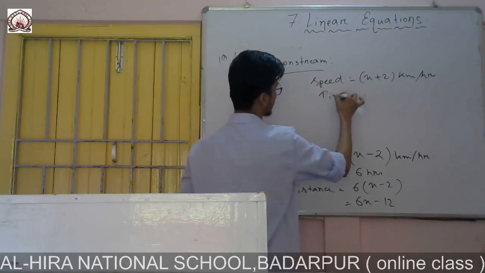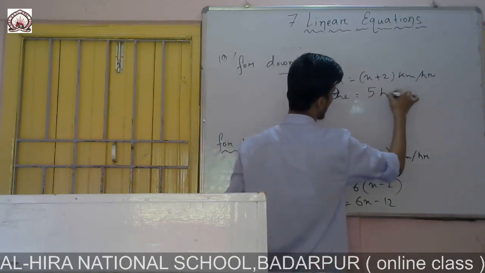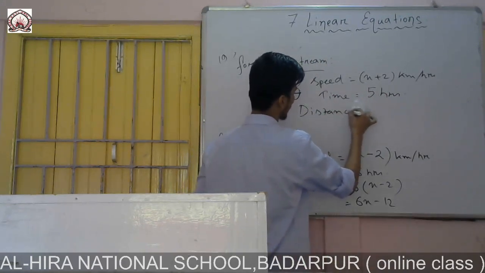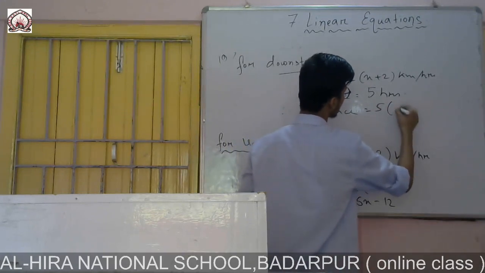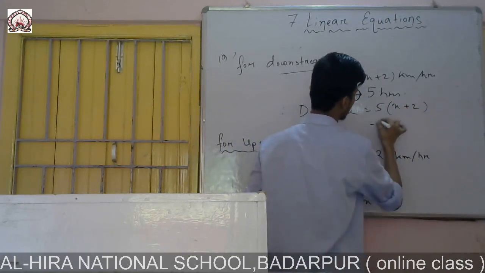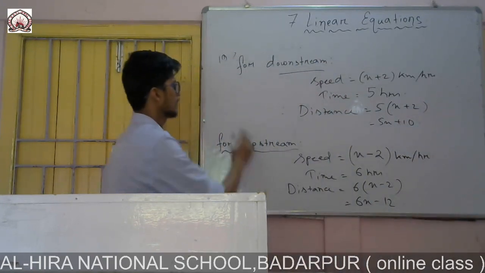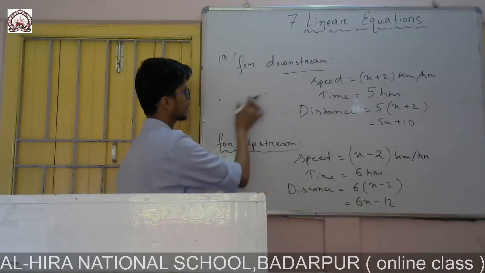Time it will take less, so it is given 5 hours. So here also we will find the distance. Therefore distance is equal to speed into time. Okay, it will be equal to 5x plus 10. 5x plus 10.